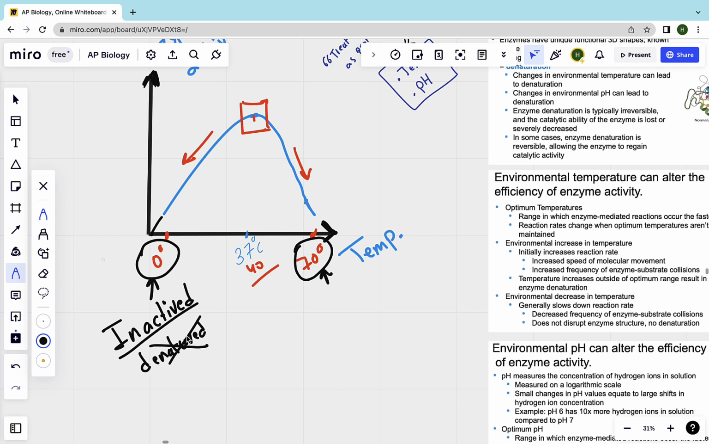Now, what happens at 70 and above? Don't say die for an enzyme. It's not a living thing, so you can't say die. It will not work. Why? Because it is denatured or destroyed. So the structure will change. Yes, very good.